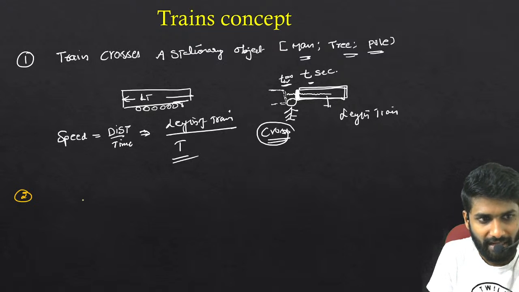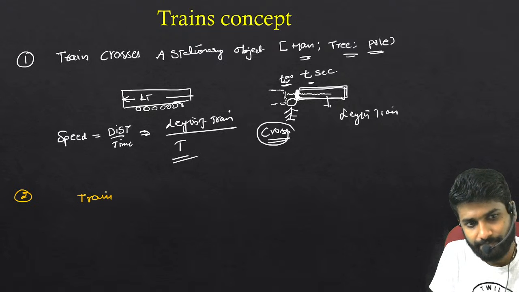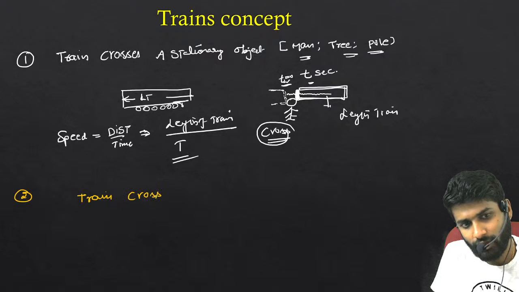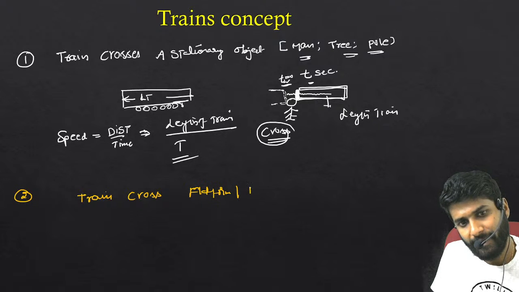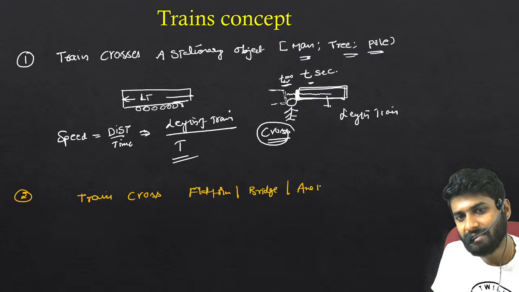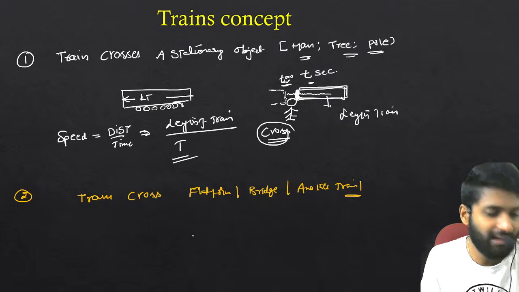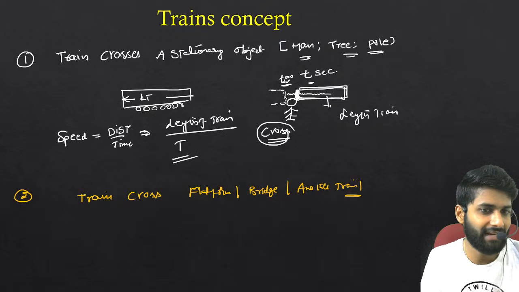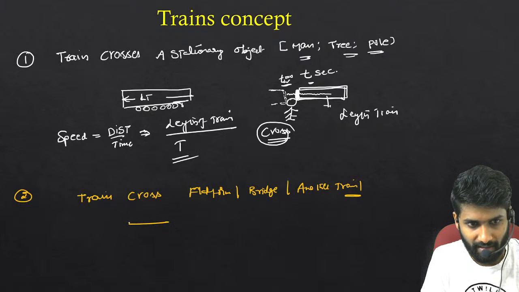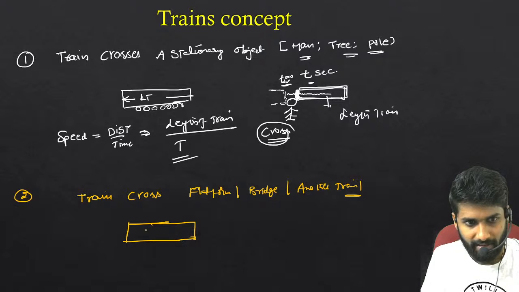Second option: the train crosses a platform, sometimes a bridge, or another train. Why? Because another train may have the same length or different lengths. Now in this scenario, how do we calculate the speed of a train? Again, the speed is the length of the train, L_T, divided by time.